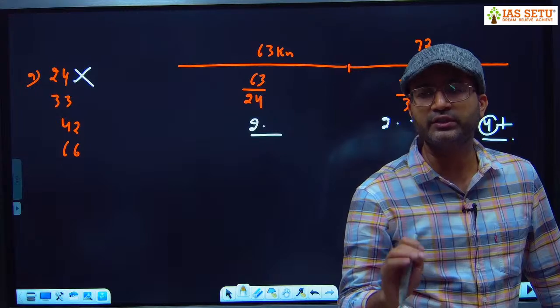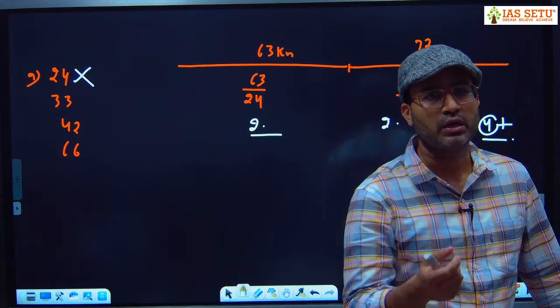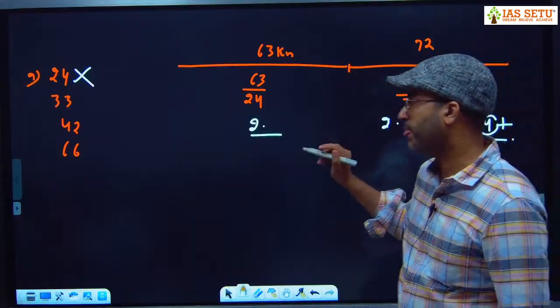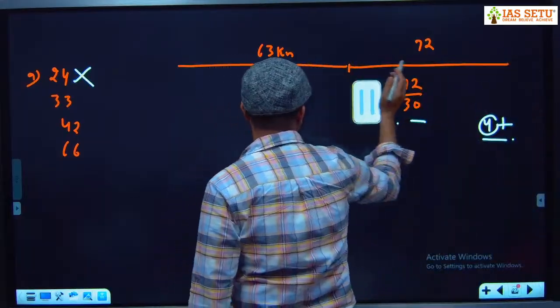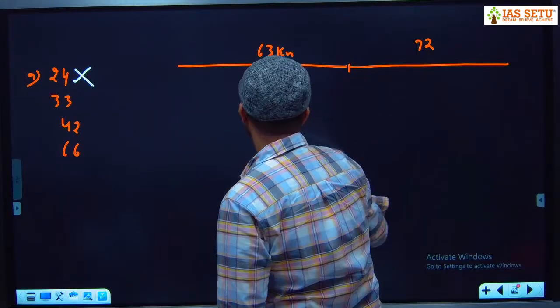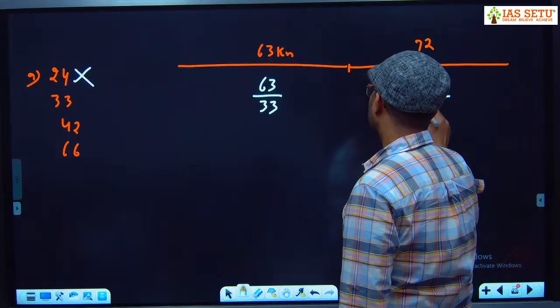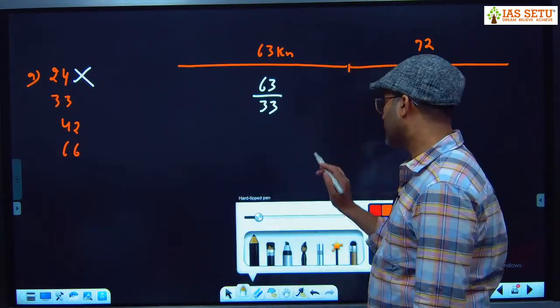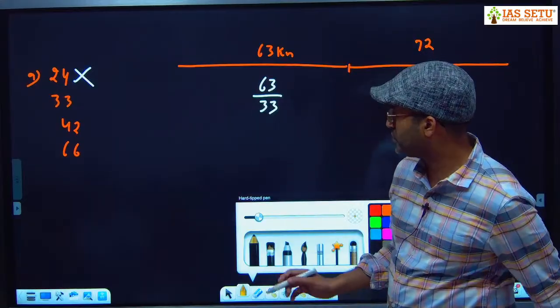x की वैल्यू नहीं दी तो आंसर ऑप्शन की जगह यूज कर लो ना. x को 24 पुट कर लो और यहाँ पे 30 पुट कर लो. Then I try 33. I cover 63 kilometer at a speed of 33. I cover 72 kilometer at a speed of 39. ठीक है, अब ये 2 से कम आएगा, लेकिन ट्राई करते हैं.